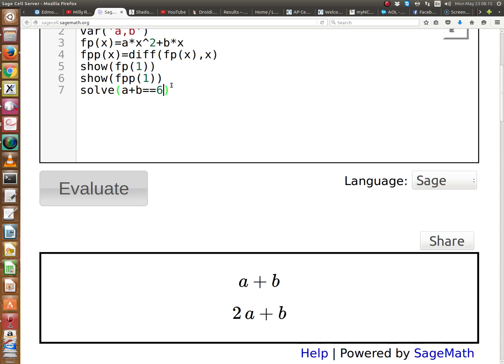All right. Comma, 2 times A plus B equals 18. Now, if you're solving more than one equation, you have to make it a list, put it in square brackets. And then you've got to say what you're solving for. A and B.